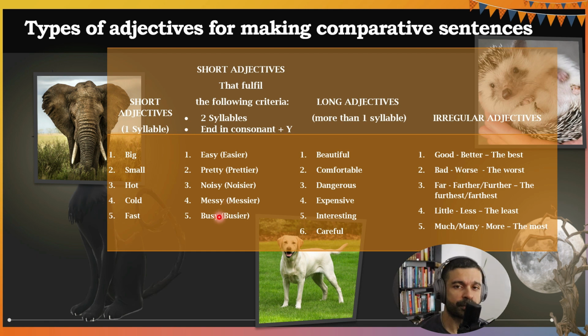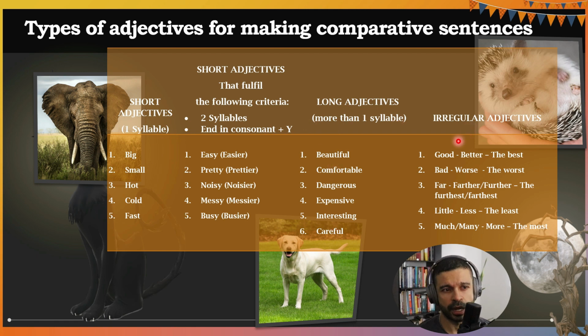But here we have an exception, and it is for only adjectives that fulfill these two criteria. First, they have two syllables. Second, they end in a consonant plus the letter Y. If an adjective has two syllables and ends in a consonant plus Y, it is considered a short adjective, only if it fulfills these two conditions. Now, long adjectives have more than one syllable. Here there are some examples.